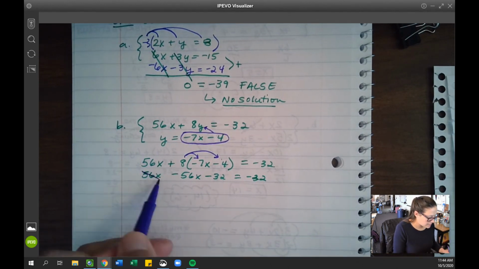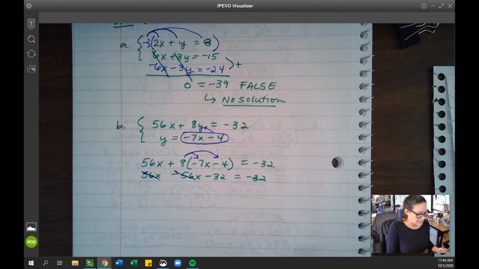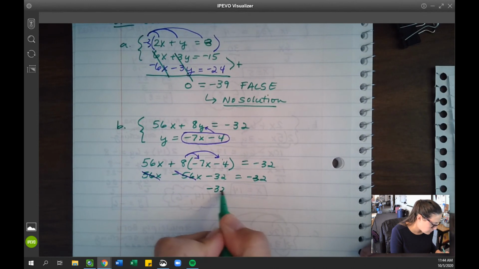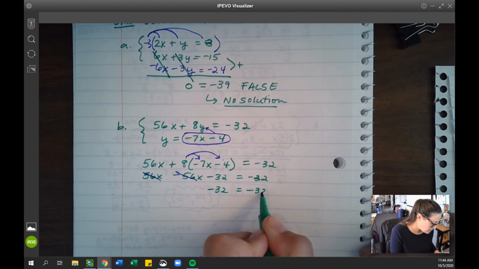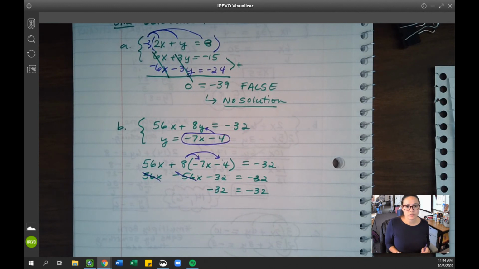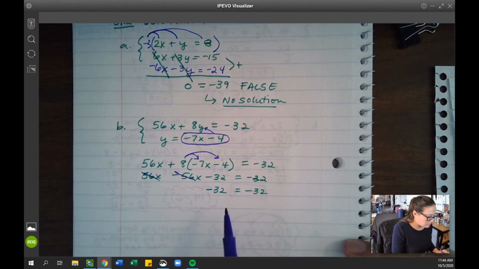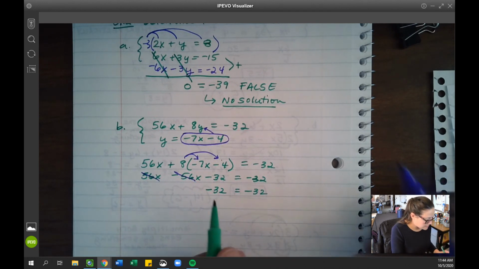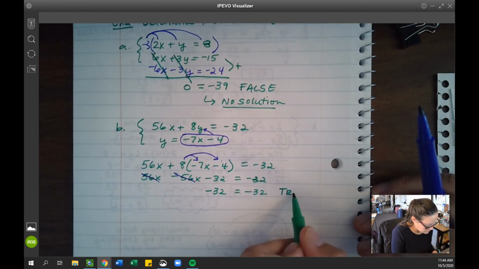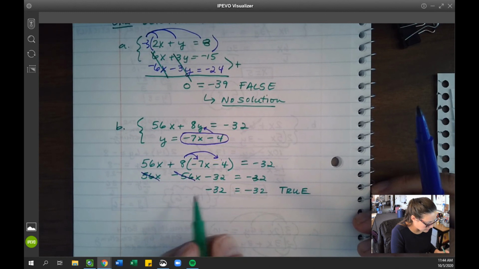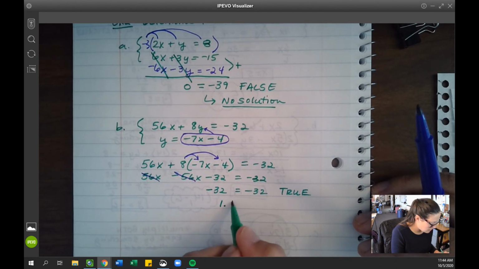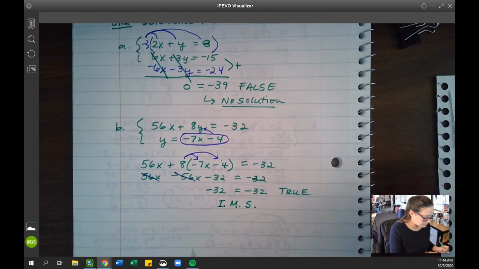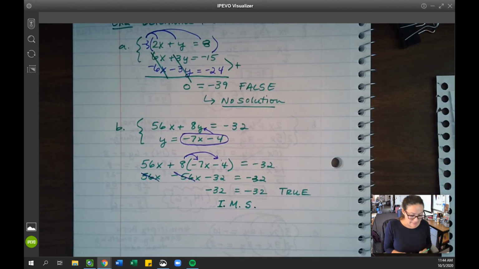Well, my 56x and my minus 56x cancel out. And I'm left with negative 32 equals negative 32. So again, my variables totally canceled out, and I'm left with a true statement. Negative 32 does equal negative 32, so that means we have infinitely many solutions. All right, that is it for the elimination method.